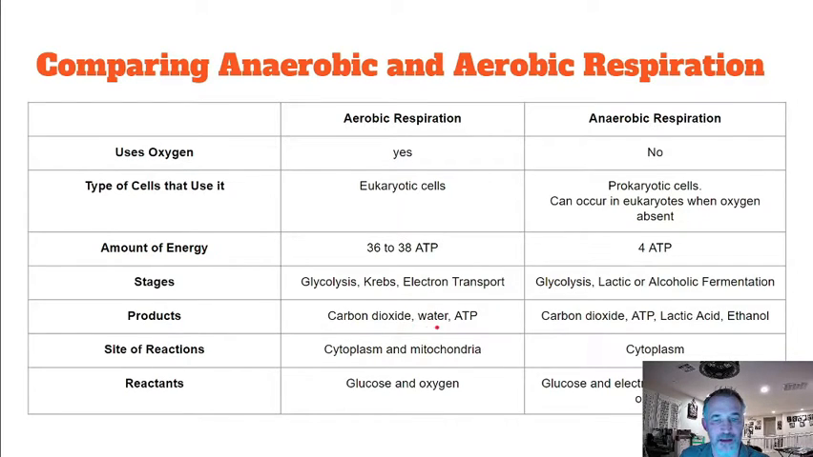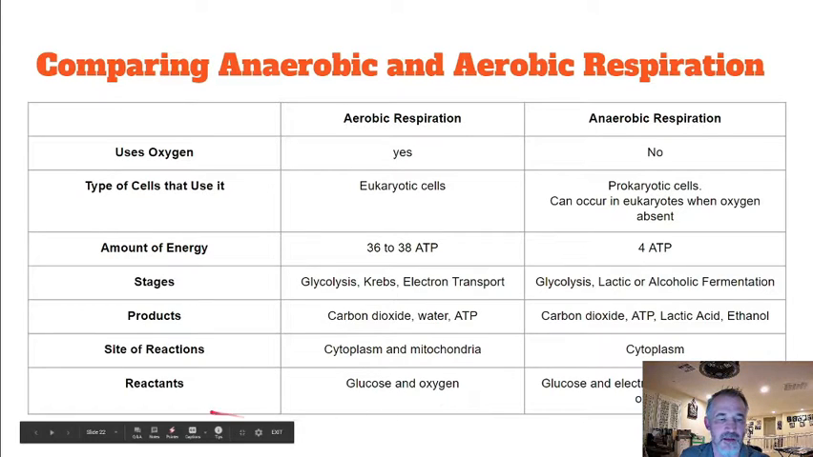Products: we make carbon dioxide, water, and ATP. Over here, we make carbon dioxide, ATP, and either lactic acid or ethanol. And then the site: this happens in the cytoplasm and the mitochondria. This is only going to occur in the cytoplasm. And then the reactants: we're going to use glucose and oxygen. And over here, we're going to use glucose and electron acceptors other than oxygen.